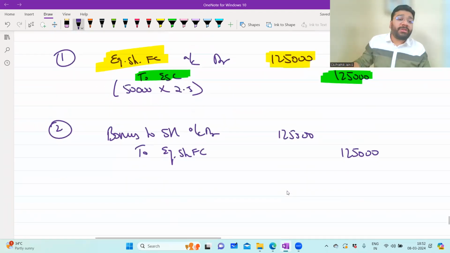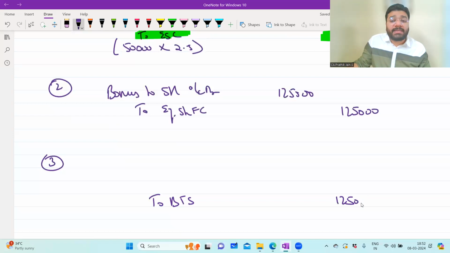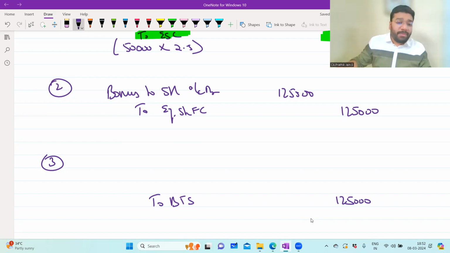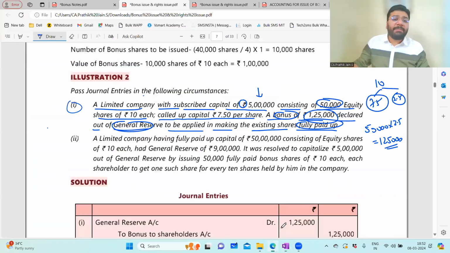What is my third entry? Bonus to shareholder account is in debit. I have to close it by giving a credit. So to bonus to shareholder 1,25,000 rupees, and this money is coming from general reserve. If general reserve is not sufficient, we can take help of P&L or surplus. So GR account debit 1,25,000 to bonus to shareholder 1,25,000. Any problem?